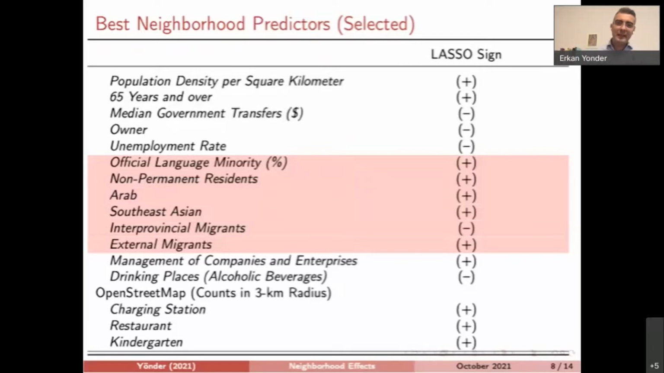These are the results, selected because we have more results, but these are the best neighborhood predictors that we find using the Lasso model. For instance, here I made it red for the immigration ones. That's one of the main findings coming out. Maybe it's not that surprising, but in the end, the machine tells us that this is going on in Canada or in Quebec. If there's a higher official language minority, it's associated with higher real estate prices. Non-permanent residents, external immigrants, some populations, like more Arab population or Southeast Asian population, are all positively associated with real estate prices.